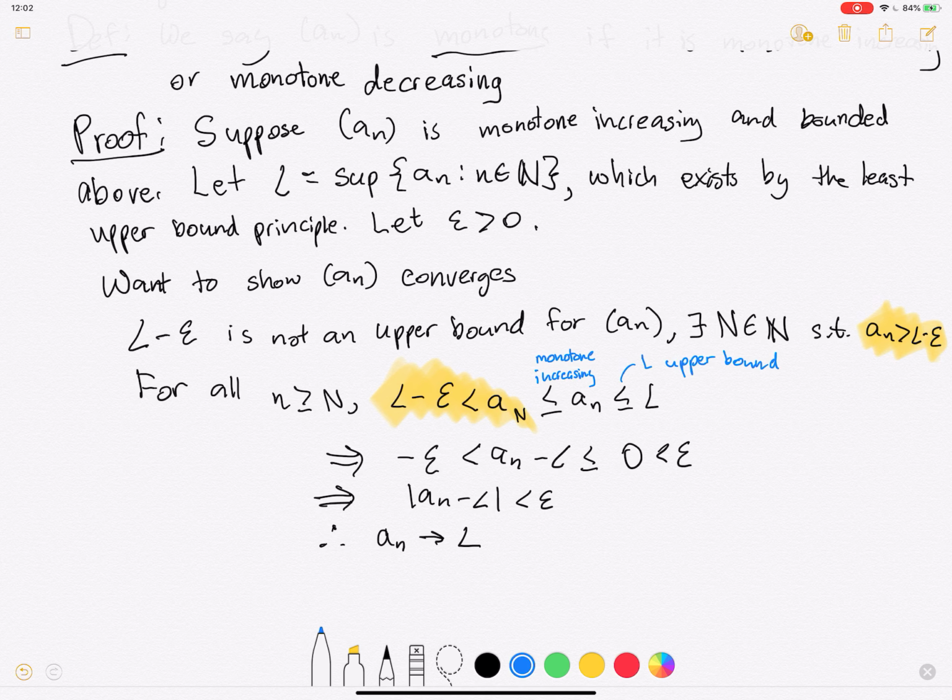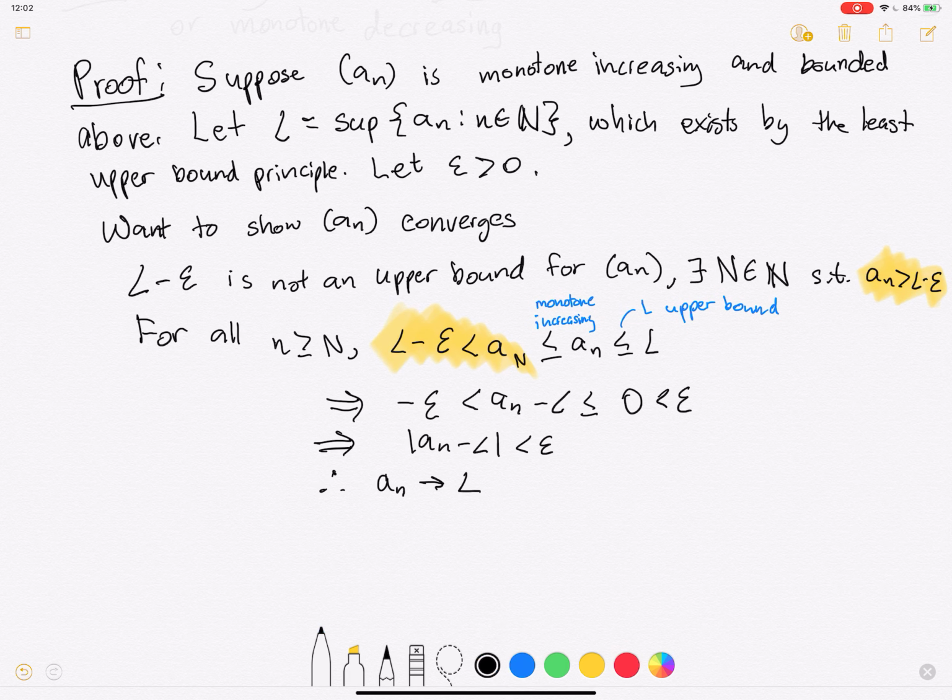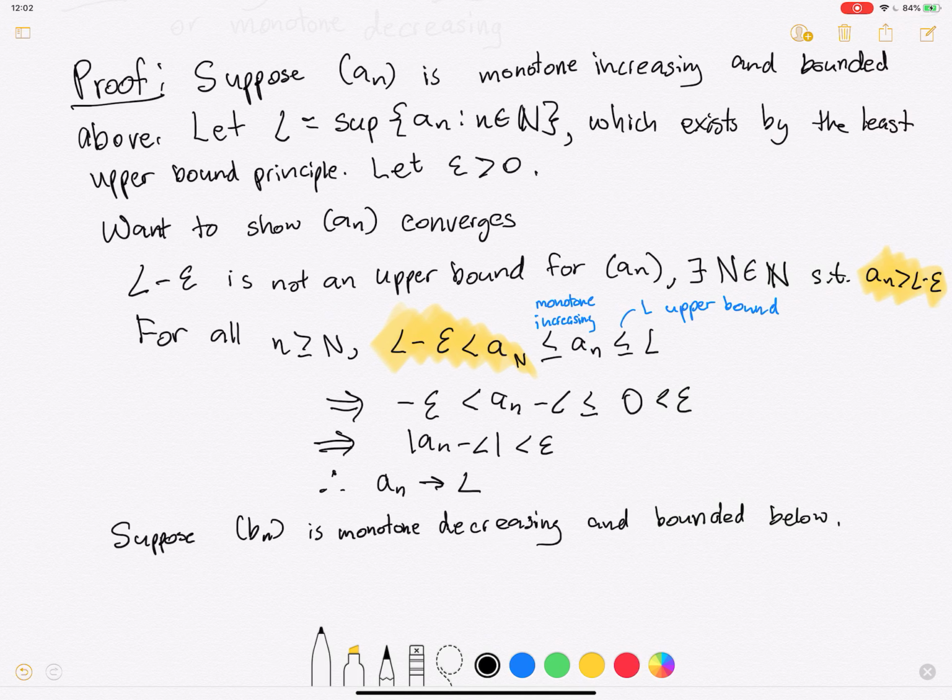Okay, so now let's prove the one for monotone decreasing. It's pretty much the same. So suppose b_n is monotone decreasing and bounded below. Let m equal the inf of b_n. I won't write it again, that is because of the least upper bound principle, and let epsilon be greater than 0.